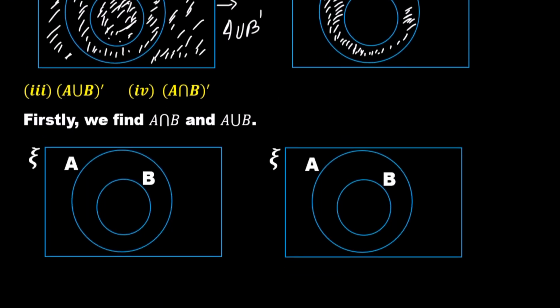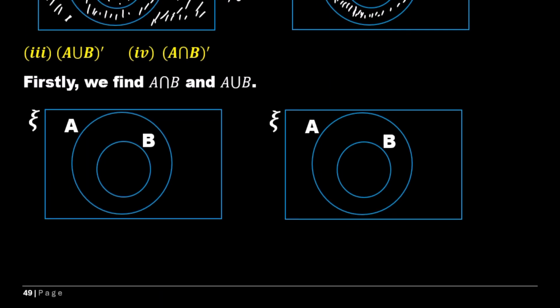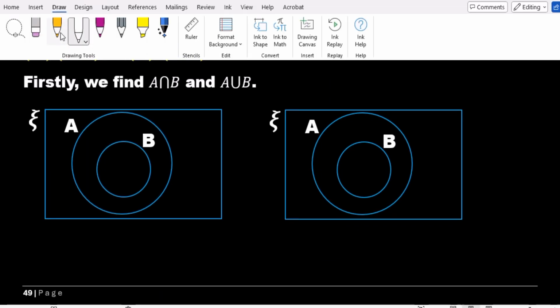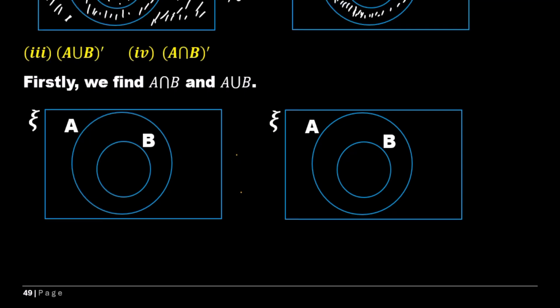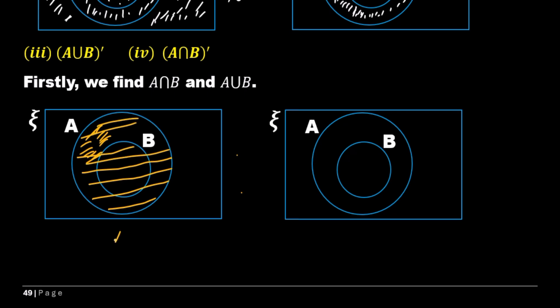A union B complement. As you know, in case of union, I have told you, we will always shade both of the regions, both of the sets. So in case of union, we will shade both of the sets. This is my A union B. This is A union B.